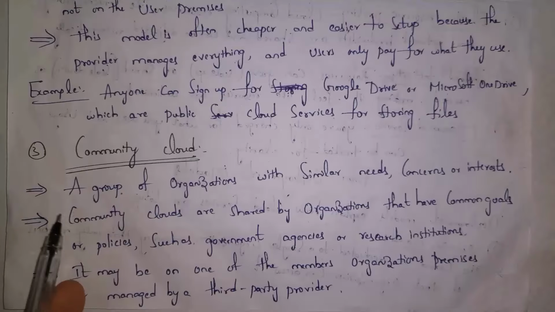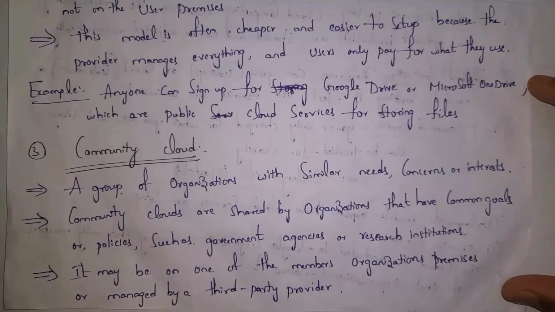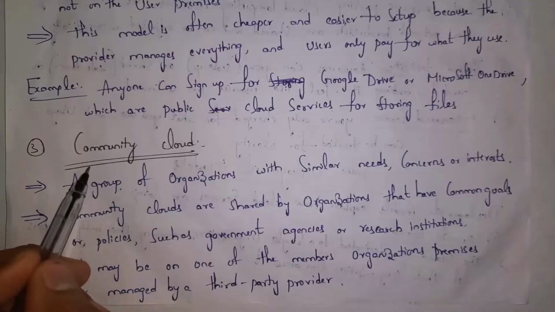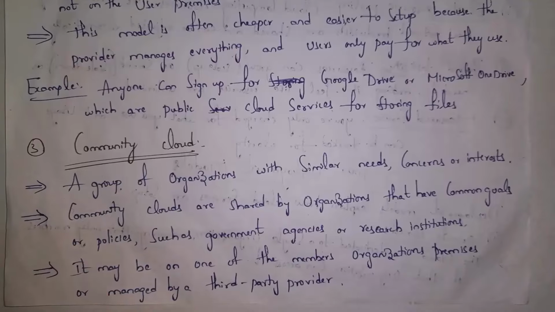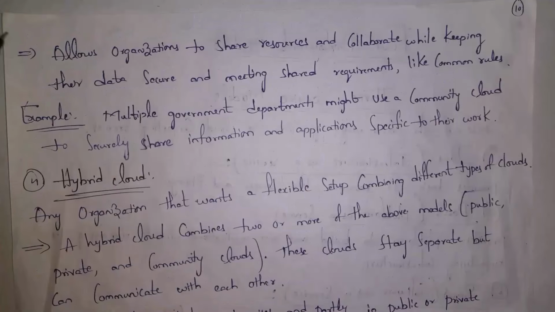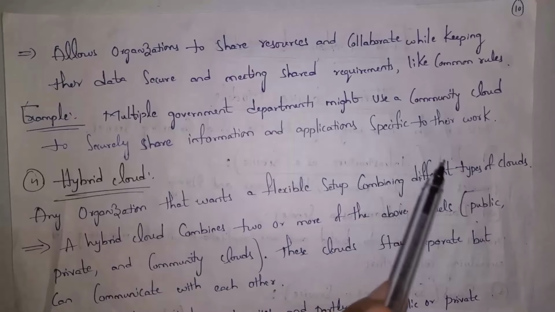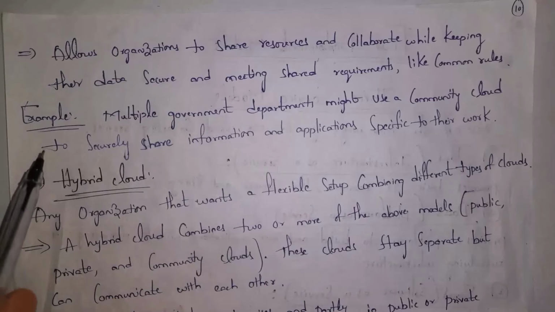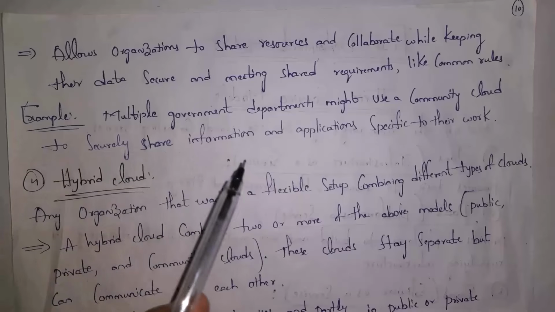Community clouds are shared by organizations that have common goals or policies, such as government agencies and research institutions. This community cloud can be set up either in company location or they can also be maintained by third parties in third party location. So in community cloud, all organizations will share resources by keeping data secure and following organization policies. For example, multiple government departments might use community cloud to securely share information and applications specific to their work.